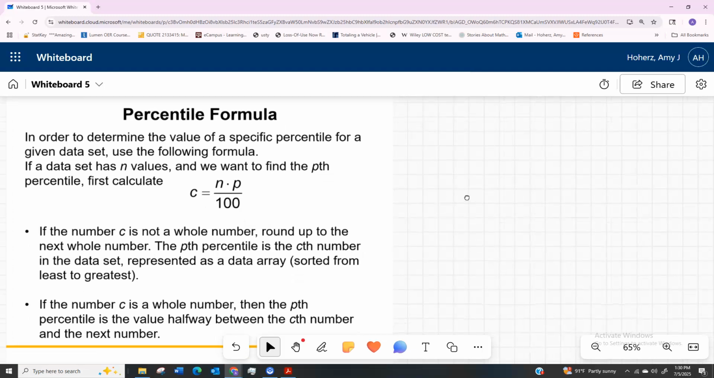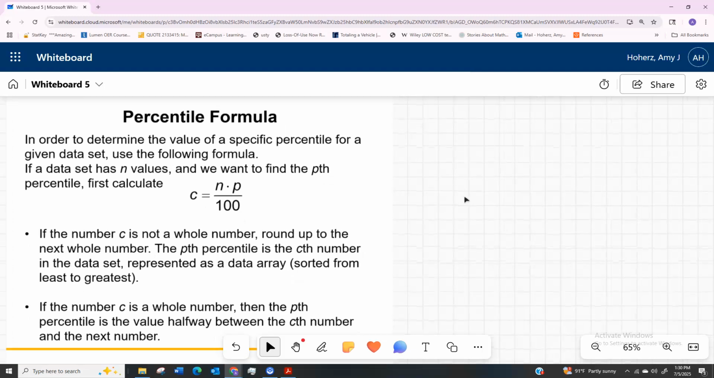Okay, now we can also go in the other direction. So if we wanted to have a percentile and figure out what data number in the set corresponded to that, the formula is C equals N times P over 100. So the N is the number of values in the data set.